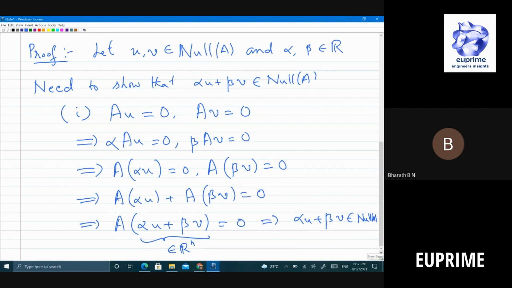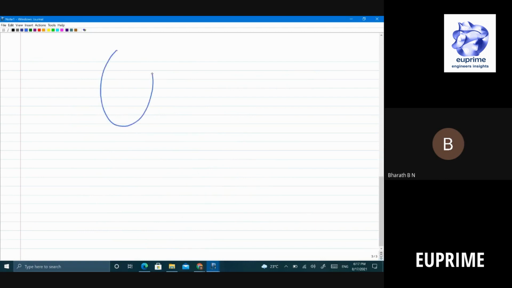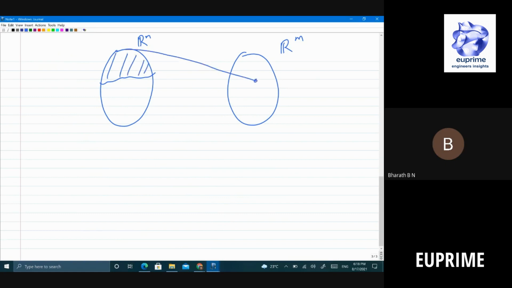So let me look at the picture again. You have this Rn, and you have this Rm here. And now I looked at some subspace here. All of them get mapped to 0, one point. This is a subspace. Now, if it is a subspace, it's a vector space.